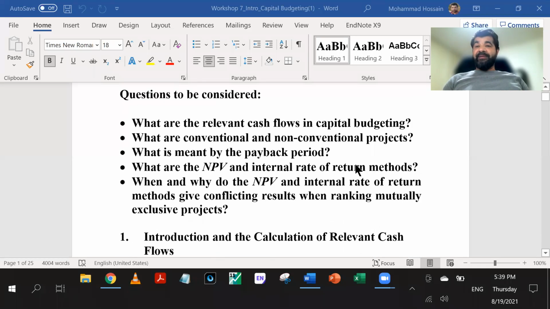The topics we're going to cover, the questions you're going to be considering here today, are: What are the relevant cash flows in capital budgeting? What are conventional and non-conventional projects? What is meant by the payback period? What are the net present value (NPV) and internal rate of return methods? When and why do the net present value and internal rate of return methods give conflicting results when ranking mutually exclusive projects? So these are our 5 topics we're going to talk about today.